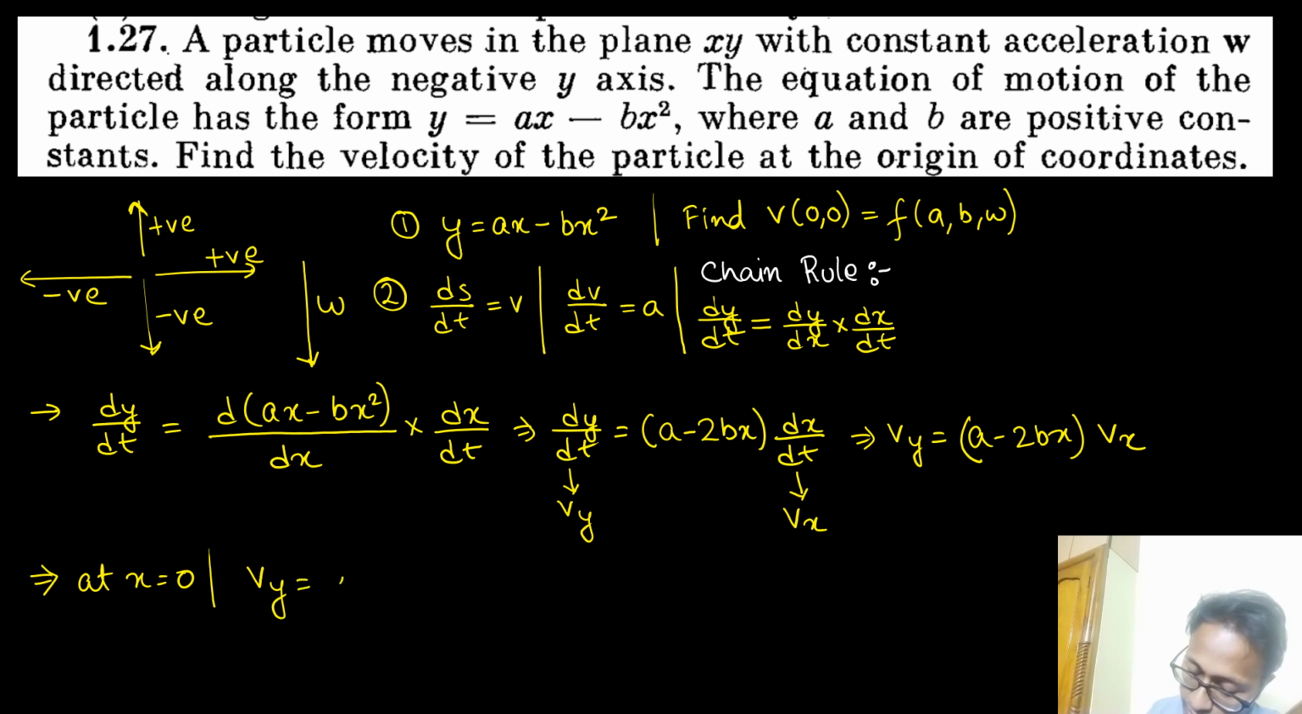vy is equals to a minus 2b into 0, which becomes 0 into vx. So this is our first equation. At x equals to 0 and y equals to 0, the y component of velocity is equals to a times the x component of velocity. Okay, now what we need to do is introduce a term of acceleration, or w. How do I do that?